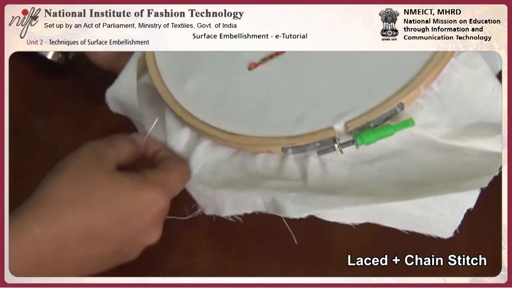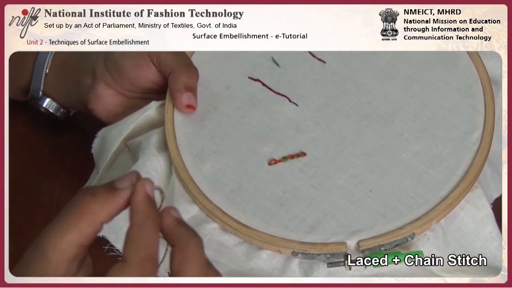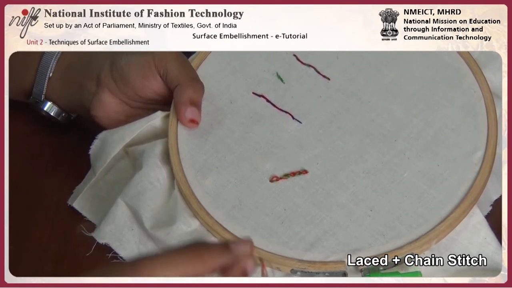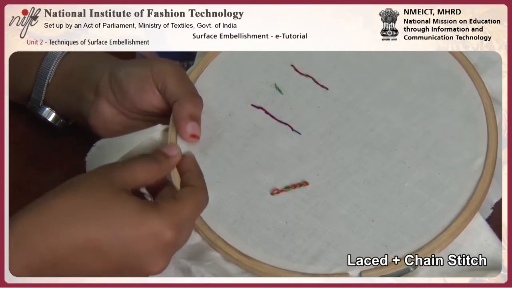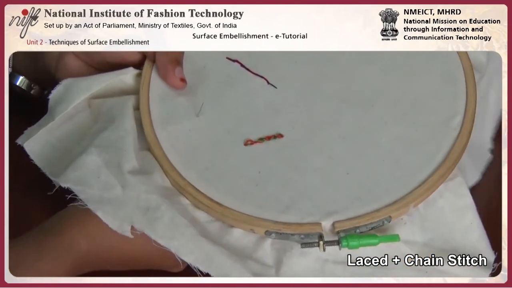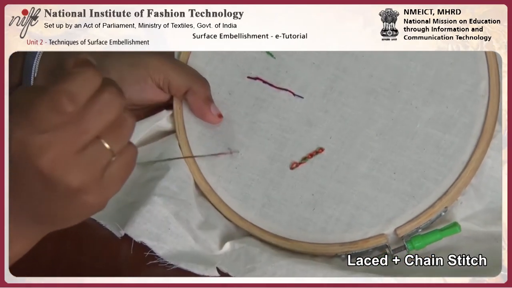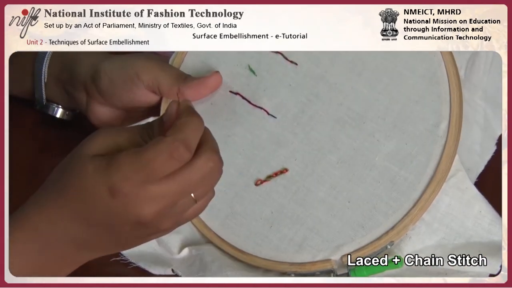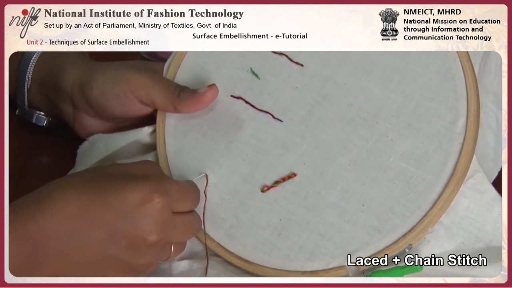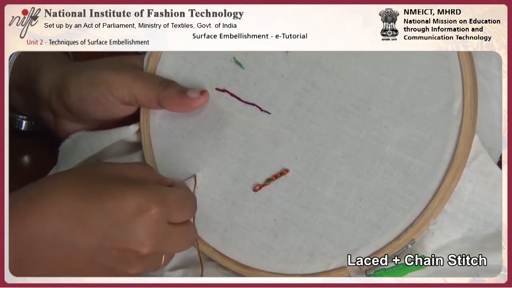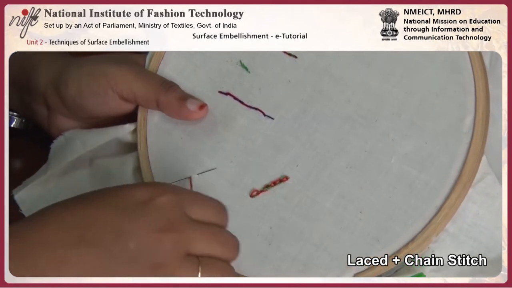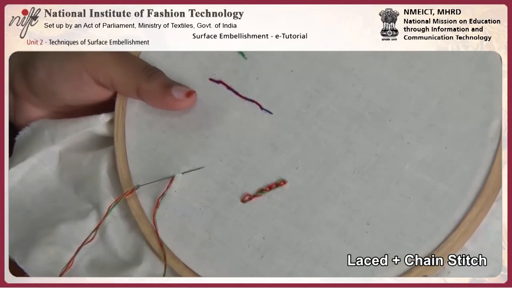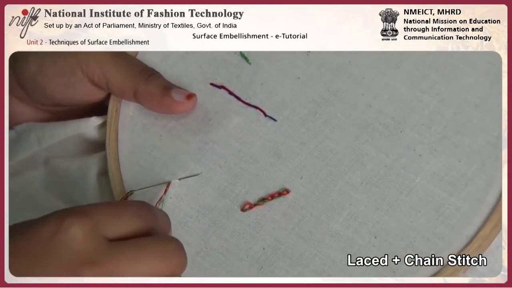The next stitch is magic chain. For that, thread the needle with two colors, like two threads of one color and two threads of another color. Here I have used green and orange. Come up. Take one color thread, use a needle to separate the threads.